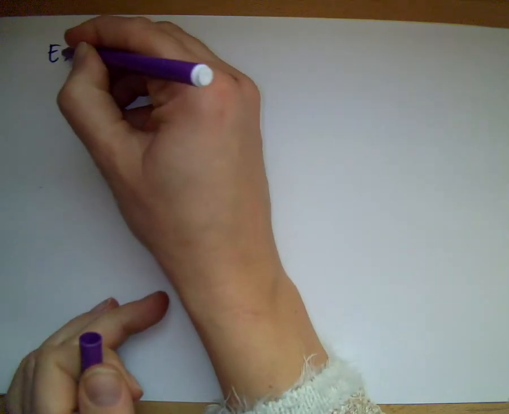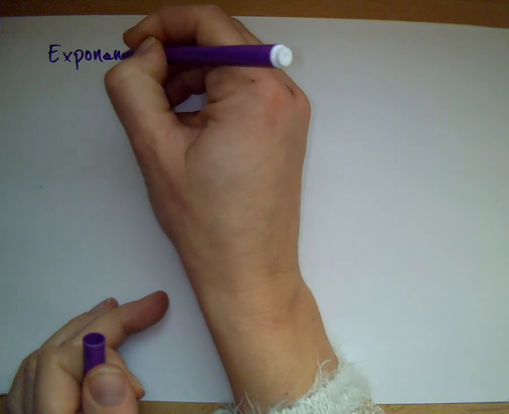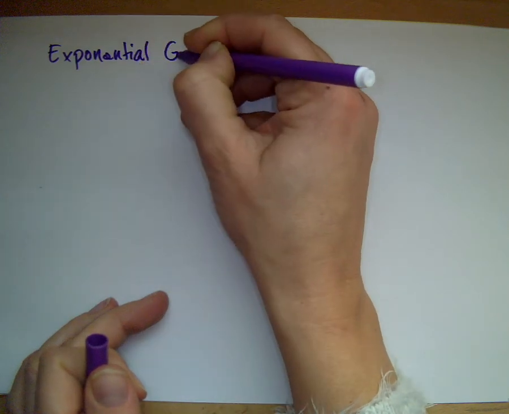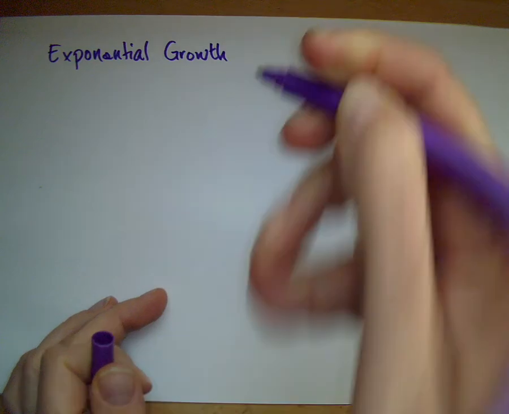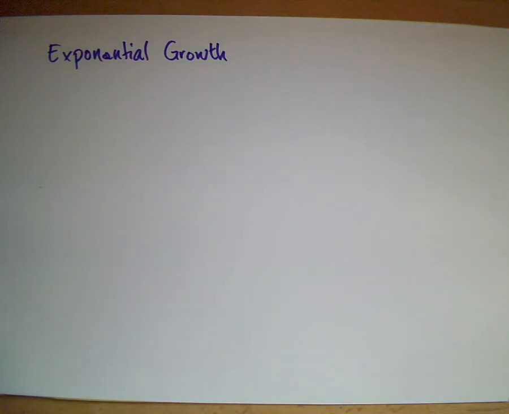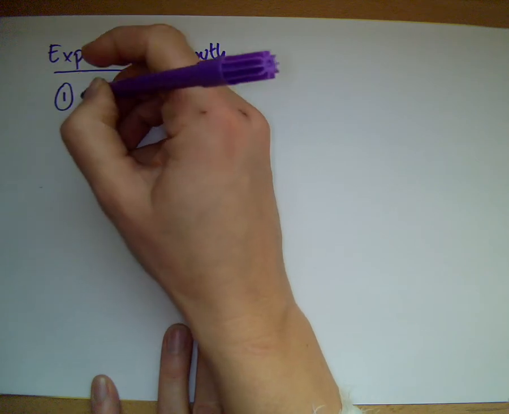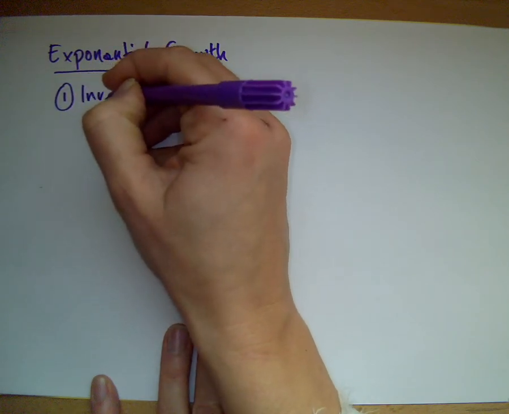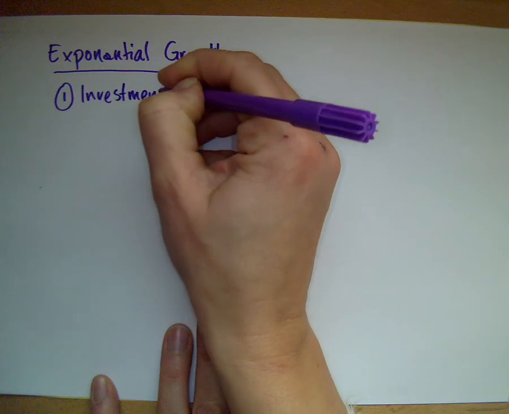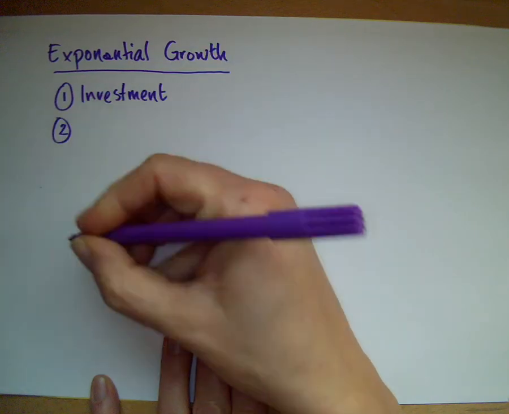Money is not the only thing that grows exponentially. There's different types of exponential growth. Let's think of some examples, and then I'll give you a general formula that will work for any type of exponential growth. Well, the one example we have is money, like an investment, that we've looked at a lot.